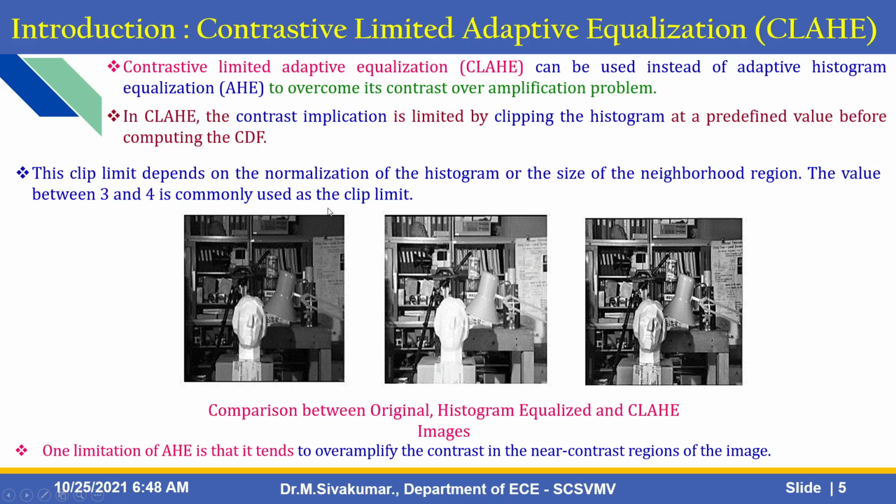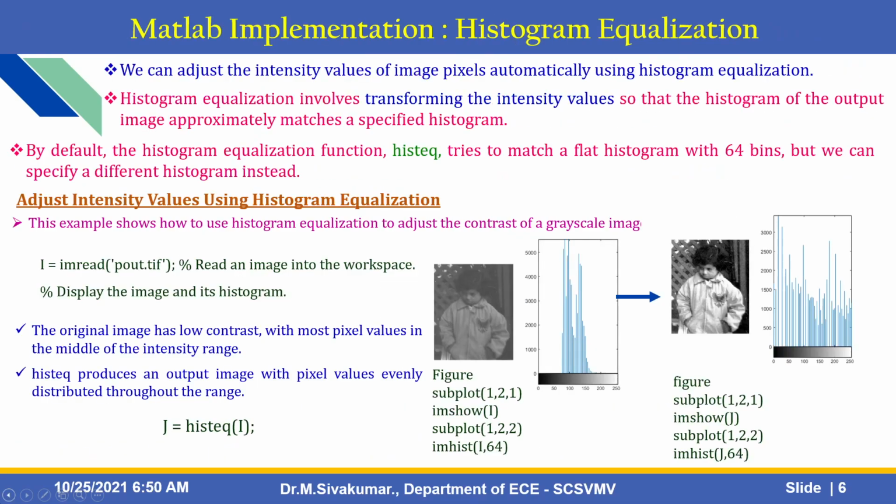This figure shows the comparison between the original, histogram equalized and CLAHE images. One limitation of AHE is that it tends to over-amplify the contrast in the near region. It should be overcome. Then how do we implement this histogram equalization? Normally we start with the basic one, the normal histogram equalization. Then we are going to see adaptive histogram equalization. Finally, we can see by using Simulink how to enhance the images through the contrast limited adaptive histogram equalization algorithm.